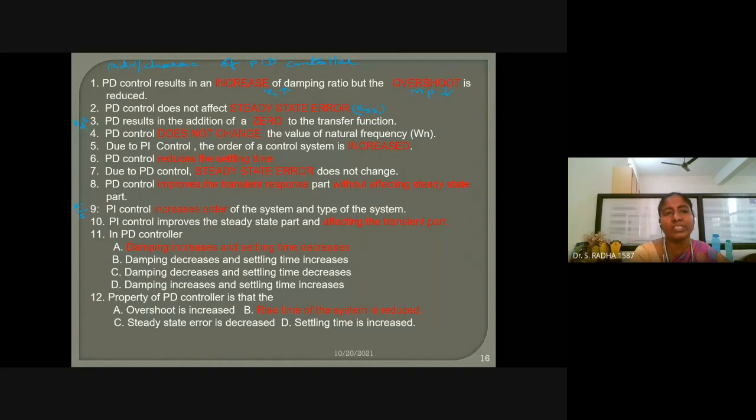Okay. And here in the PI controller, the denominator S is present, so that is called a pole being added. Pole is added in the case of PI controller. And in PD controller, a 0 is added. Numerator is having S, so 0 is added to the transfer function. And due to PD controller, omega n is not changing. Natural frequency doesn't change.